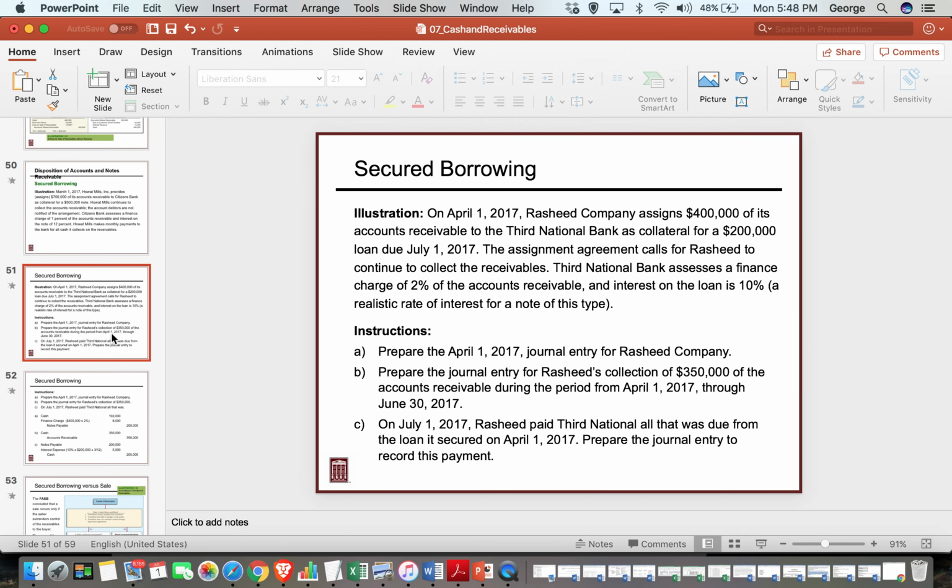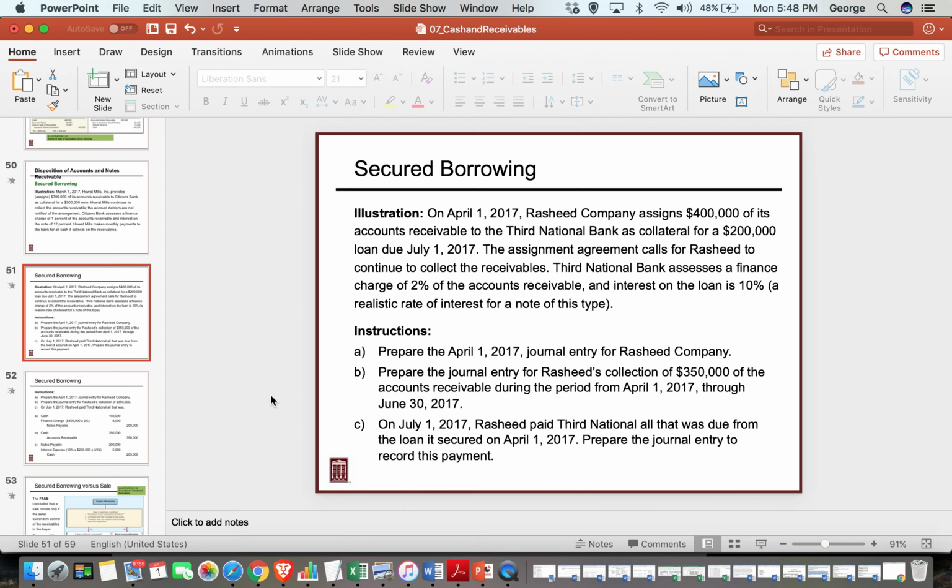So here's an example of it. April 1, Rashid Company assigns $400,000 of its accounts receivable to Third National Bank because of a $200,000 loan due on July 1, 2017. So this means if they don't pay the $200,000, the bank can collect from this $400,000 AR. The assignment agreement calls for Rashid to continue to collect the receivables. The Third National Bank assesses a finance charge of 2% of receivables and interest on the loan is 10%. So prepare the three entries.